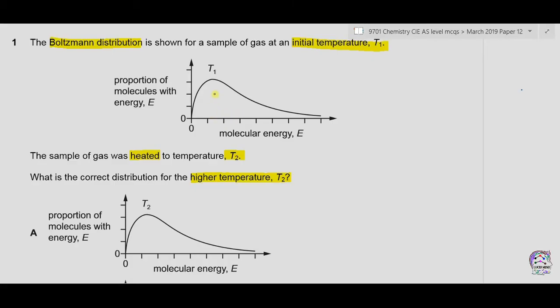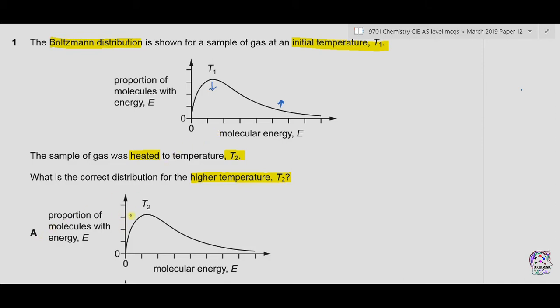When the gas is heated, the average molecular energy of the molecules will increase. So this hump will move in forward direction. So we can say that the height of the hump decreases and the height of this part of the curve will increase at higher temperature. Let's move towards the options.